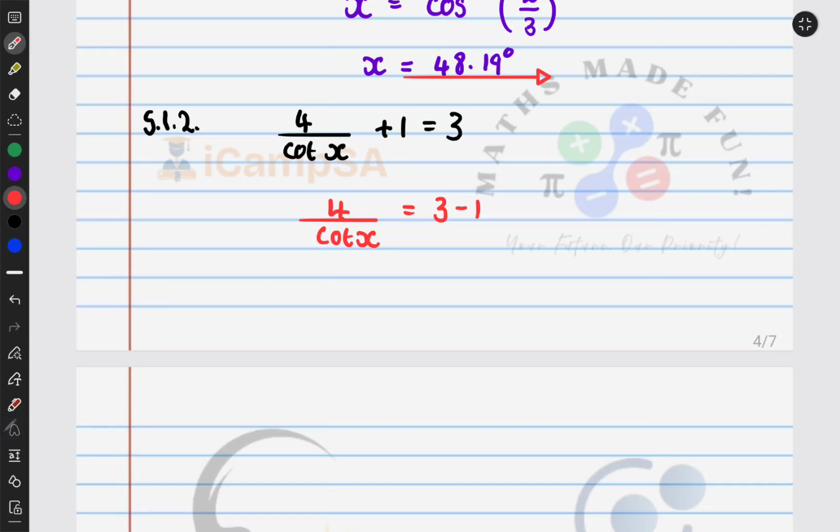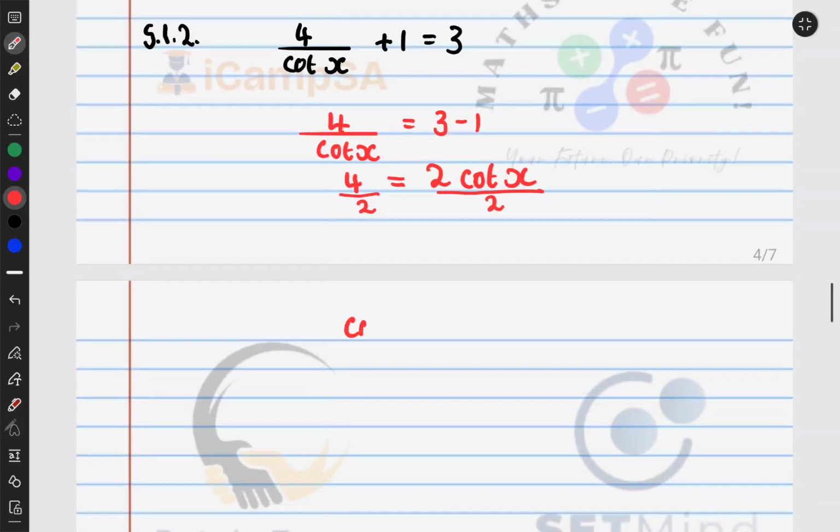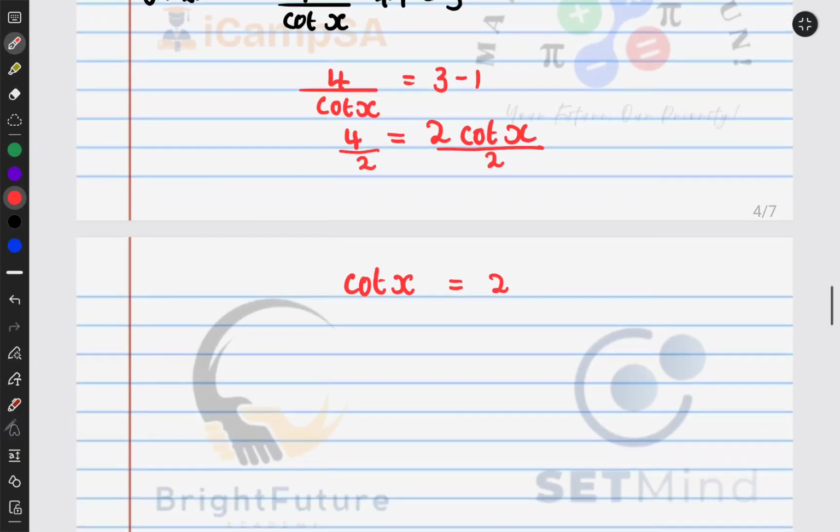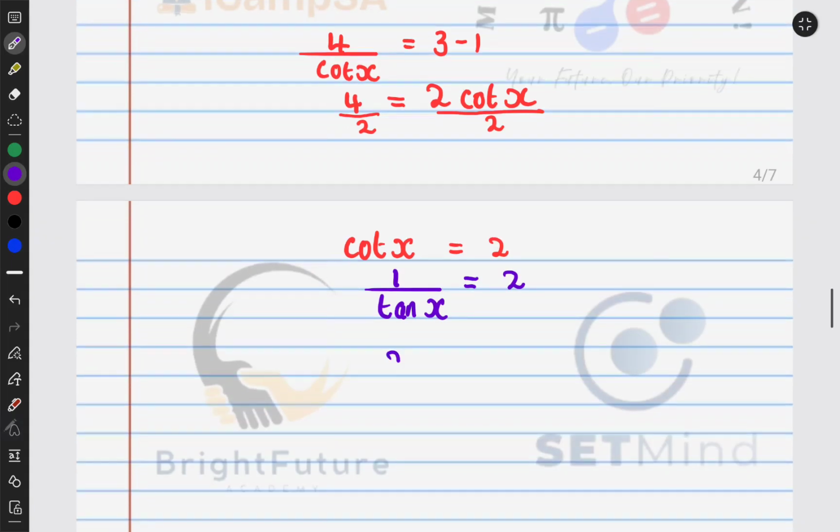And then let's cross multiply. We'll have 4 is equal to 2 cot x. Let's divide by 2 on both sides. Therefore cot x will be equal to 4 divided by 2, which is 2. And then once we are here, let's change cot x to tan x, something that we can work with. This is equal to 1 over tan x. 1 over tan x is equal to 2. We cross multiply again. We're gonna have 2 tan x is equal to 1. You divide by 2 on both sides.